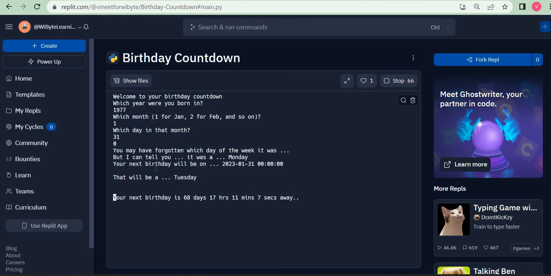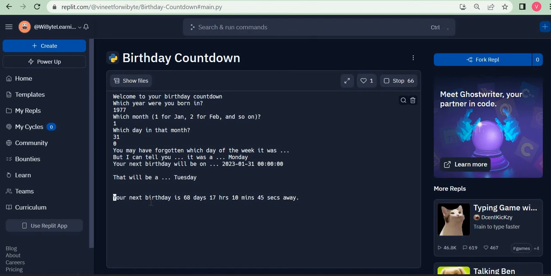It goes on to tell me that my next birthday will be on 31st January 2023. That will be a Tuesday. And just to keep my excitement alive, it says my next birthday is 68 days, 17 hours, 10 minutes, and 56, 55, 54 seconds away because now it's running a countdown, which is what we mean by the birthday countdown.